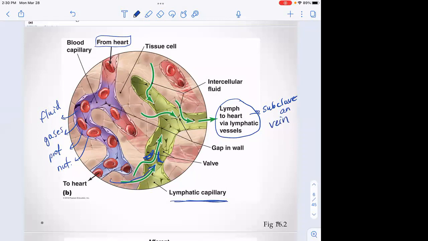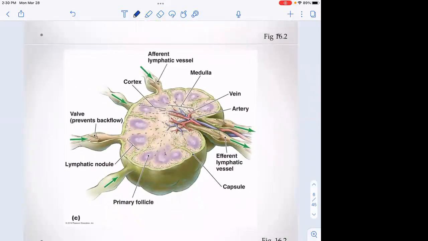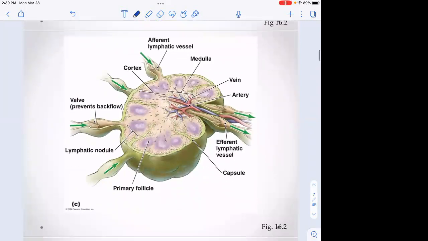Okay, near the heart. So basically those cells that are circulating in the lymph are going back and forth from the blood to the lymph in their normal circumstances. And that lymph that's traveling in the lymphoid capillaries eventually will come to a lymph node. Like I said, we have at least 500 of these in our body.